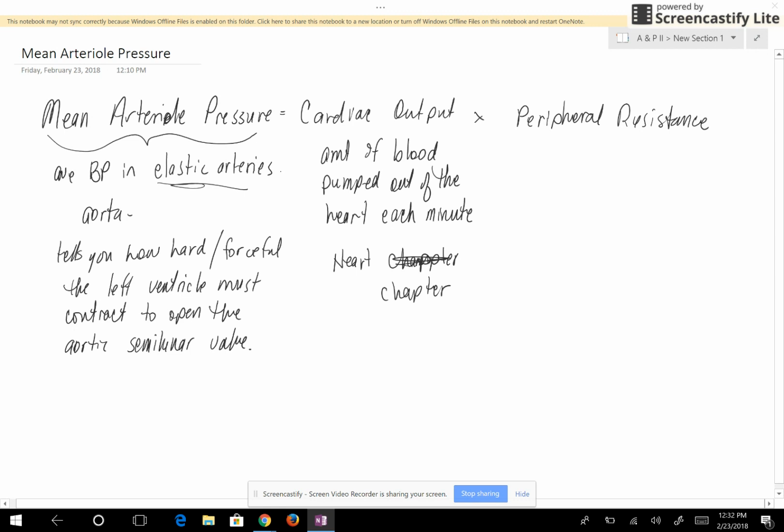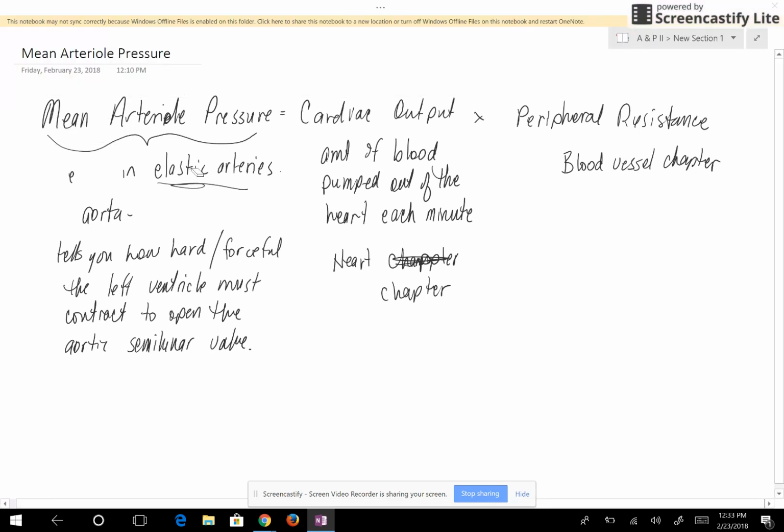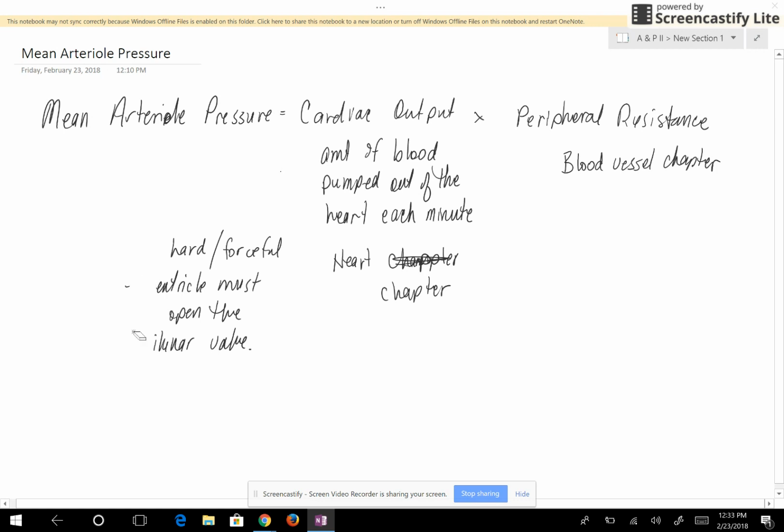So we're going to be looking at cardiac output and how cardiac output can change. And then we'll be looking at peripheral resistance in our blood vessel chapter. Okay, resistance is anything that impedes the flow of blood. So we're going to look at how the blood vessels can impede the flow of blood. Okay, so let's go ahead and erase this so that we'll have room to write down our information on the mean arterial pressure.